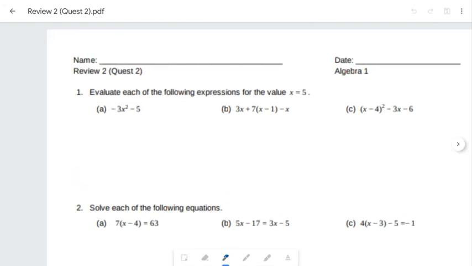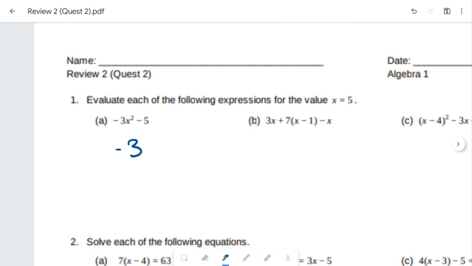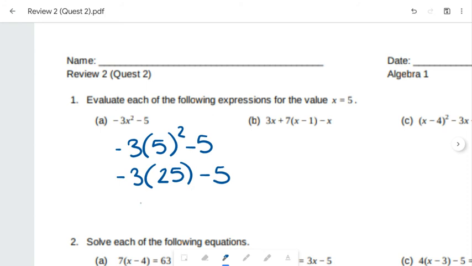So for the first section we're just evaluating for x equals 5 for all of them. So remember that just means we're plugging in 5 for anywhere that x is. So in our first one we get negative 3 times 25 because of PEMDAS we do squared first. We'll get negative 75 minus 5 more. So for A, we'll get negative 80.